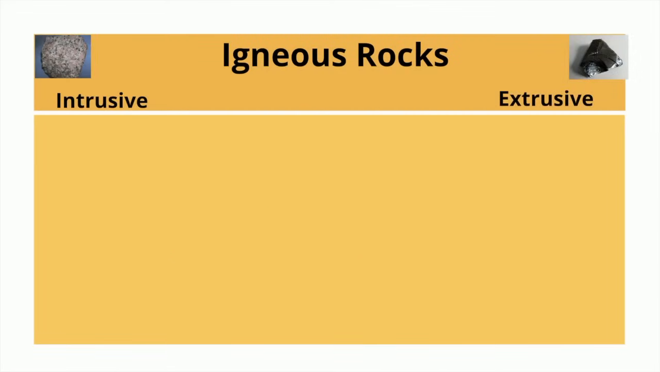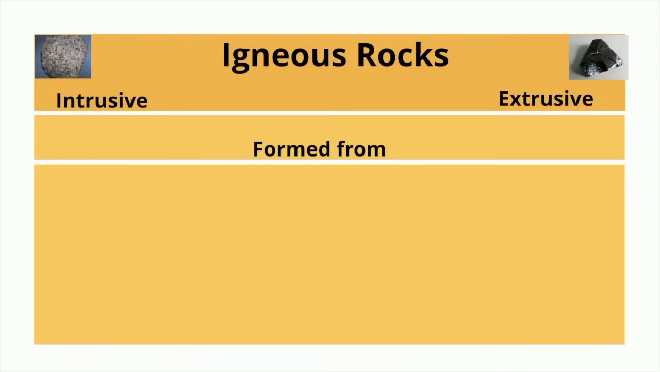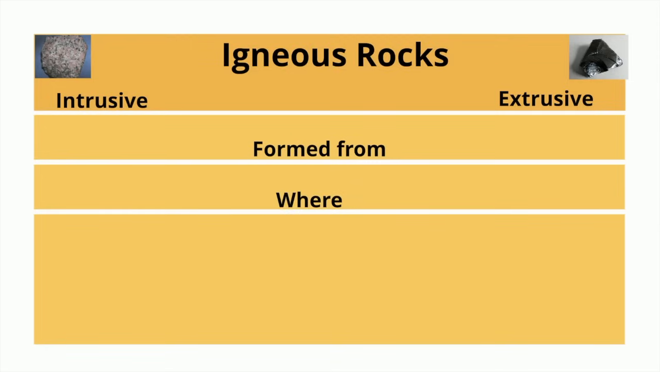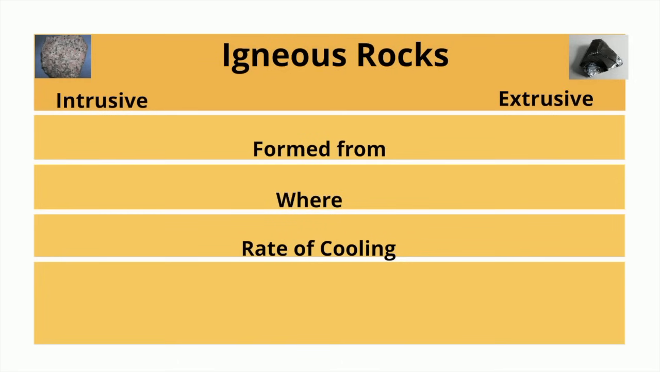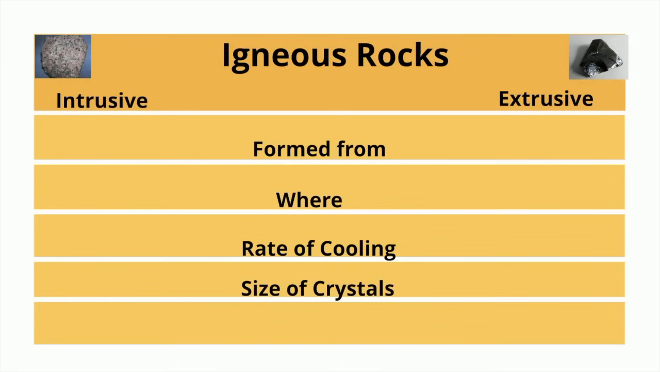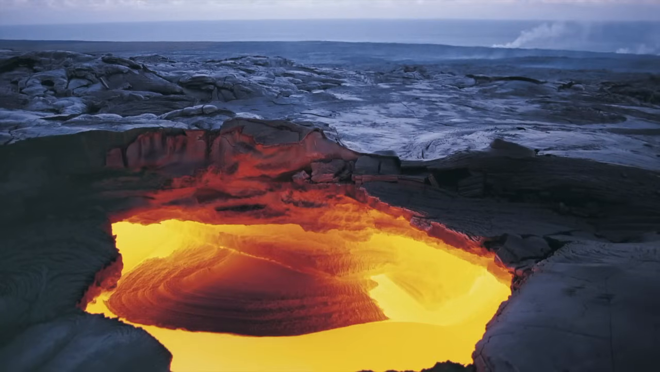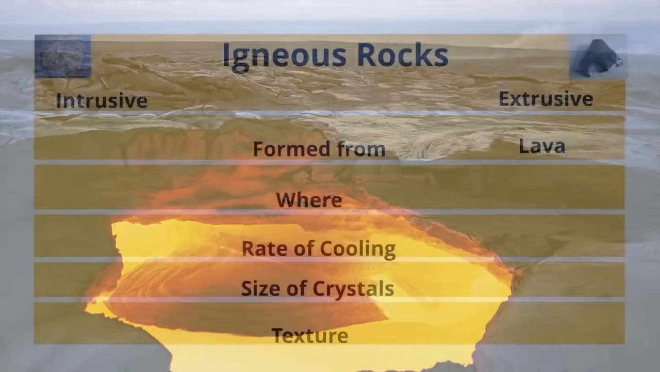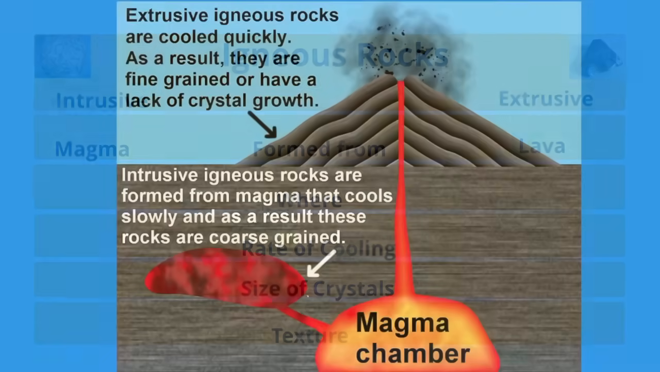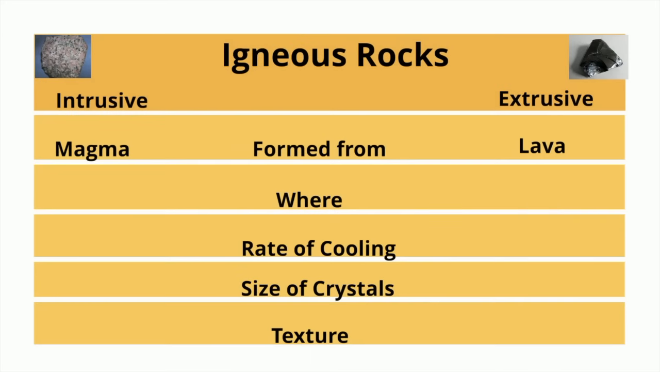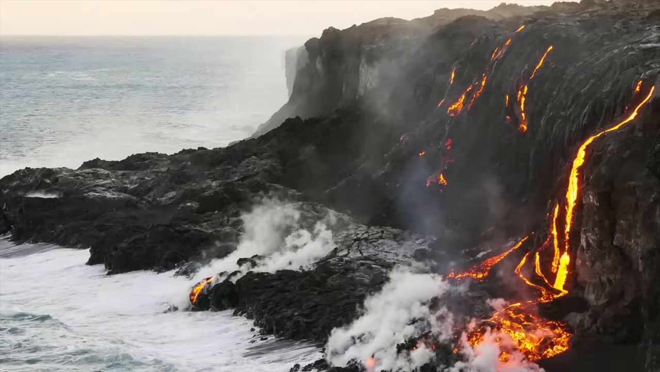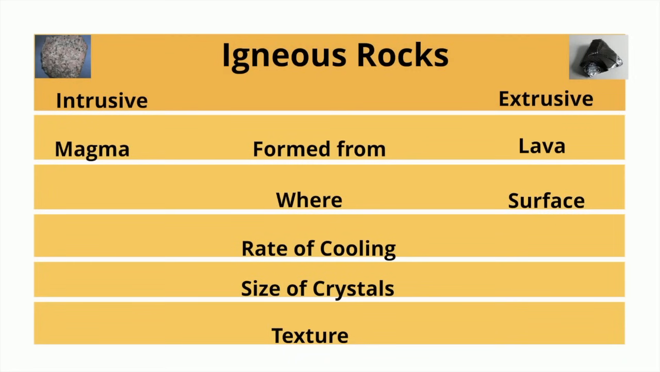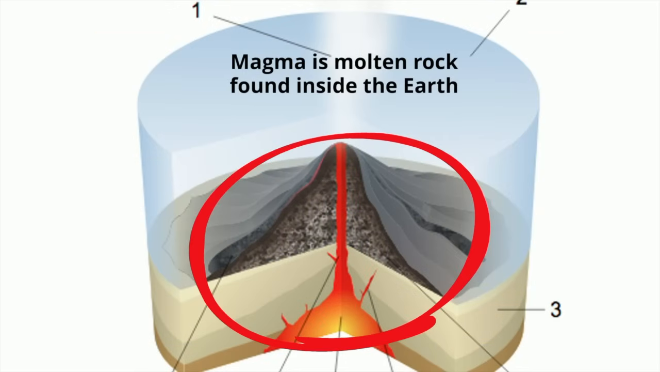Let's take a look at how intrusive and extrusive rocks differ. We will focus on the following: what the rocks form from, where they are created, the rate of cooling, the size of crystals, and the texture of the rock. Extrusive igneous rocks are created from lava. Intrusive rocks are created from magma. Extrusive rocks are created on the surface where molten rock has flowed. Intrusive rocks are created inside the earth from hot magma.